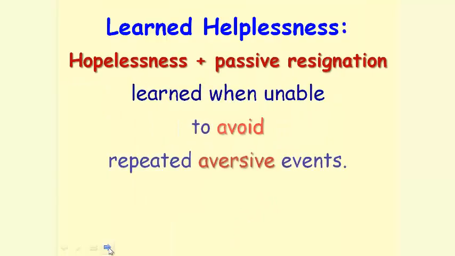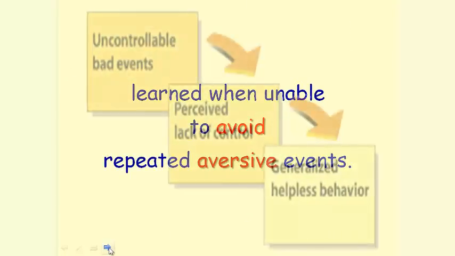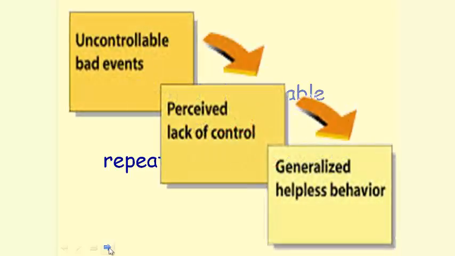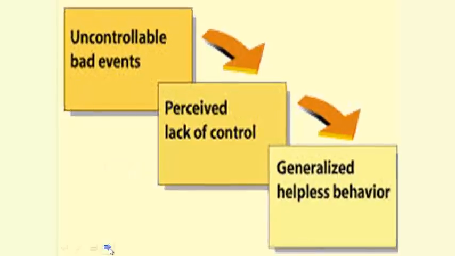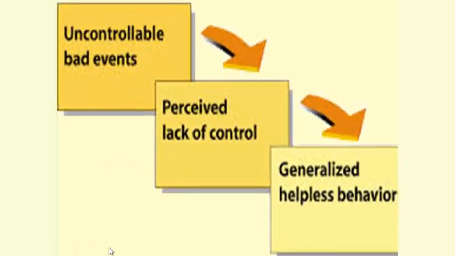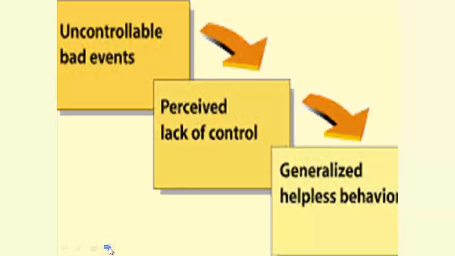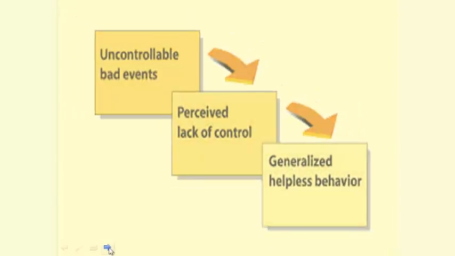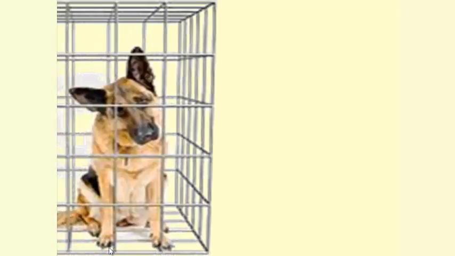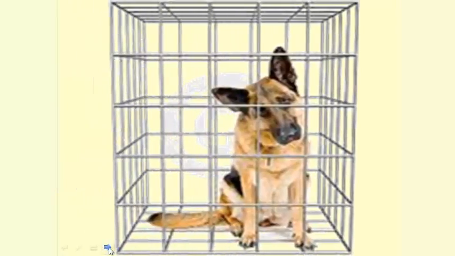Learned helplessness is the hopelessness and passive resignation learned when one is unable to avoid repeated aversive events. This concept is based upon the following research. A dog is placed in a kennel. A switch makes the floor of the kennel shock the dog. The dog attempts to get out by running and leaping and digging and chewing, and the dog cannot escape.